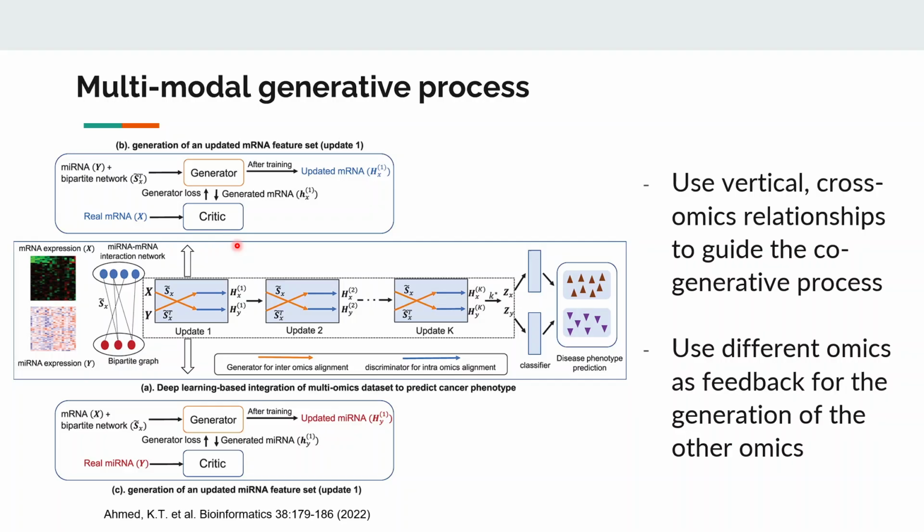People also try to apply this kind of generative process to multimodal data. So let's say you have both gene expression and microRNA expression. Because we know that microRNA regulate gene by binding to the 3' UTR of certain transcripts. Right? So people try to use this kind of cross-modality interaction between microRNA and genes to train a generative process that goes back and forth between these two modes.